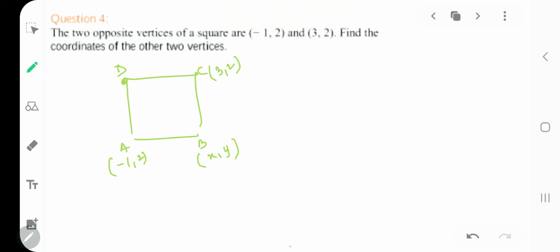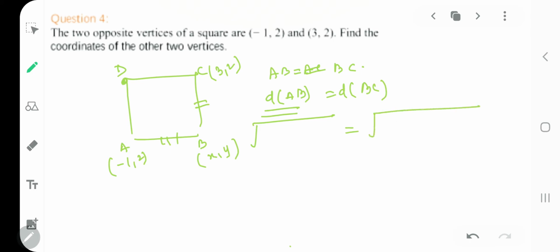Now my dear kids, we know very well that this is a square. So can I write AB is equal to BC? I'm so sorry, AB is equal to BC. Yes. That means the distance of AB will be equal to the distance of BC. The distance of AB by the distance formula you can make it. The distance of BC also you can find.